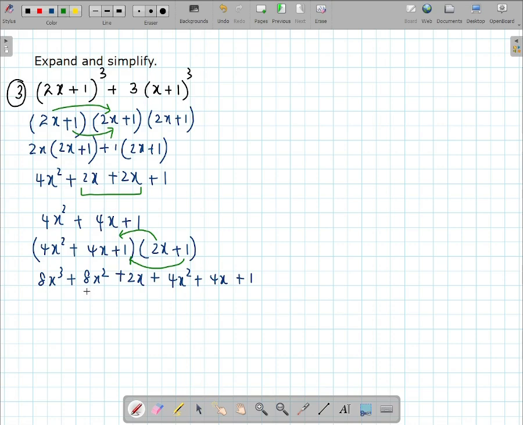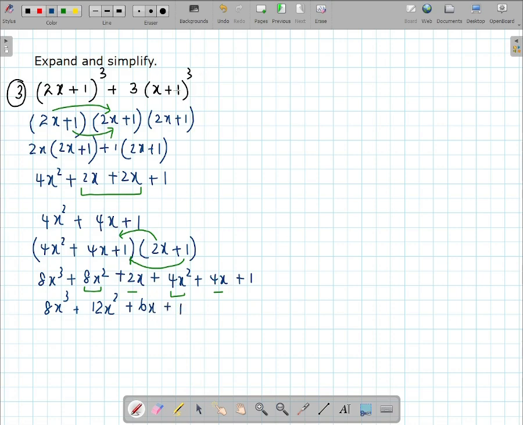Then like terms, 8x squared, 4x squared, 2x, 4x. So 8x to the power 3, 8x squared plus 4x squared, that is 12x squared. Then 2x add 4x, that is 6x plus 1.